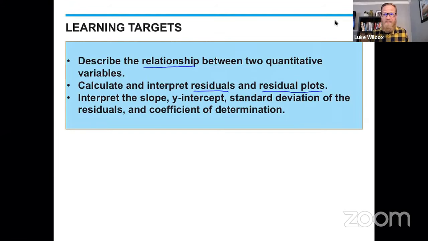There are a ton of interpretations that you just have to know in this particular lesson. Namely, you have to be able to interpret the slope, the Y-intercept, standard deviation of the residuals, and the coefficient of determination. So we're going to go through each one of those, being very specific about what the language should look like when you are interpreting those values.